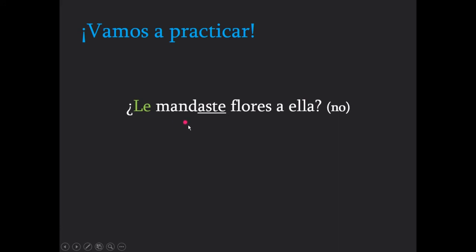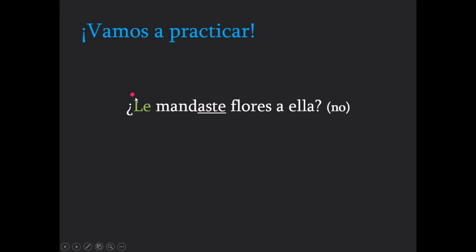Now, when we answer this, because it says, did you send, remember your answer, you're going to have to change that. That's why I have this underlined. So you can think, okay, if the question says, did you send, and we're going to say no, we're going to say, no, I didn't send. So this is the tú form. You're asking, did you? So you have to think about this when you answer, that you're going to have to change your verb form here. That's why I have this underlined.